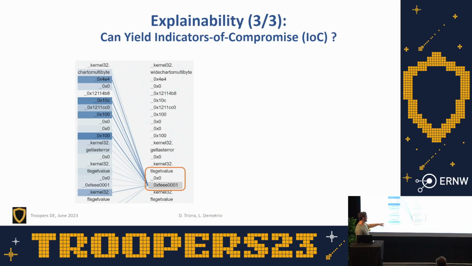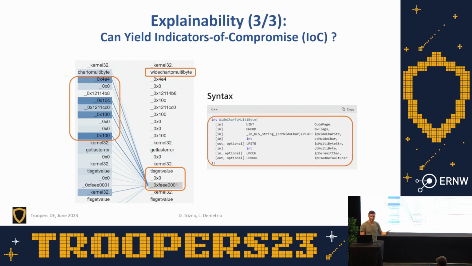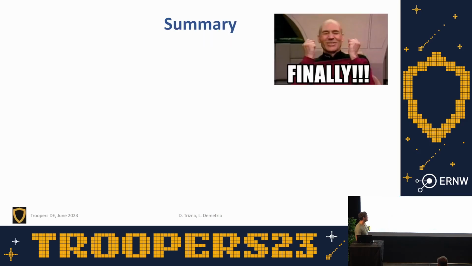But we see that the return value from the TLS get value API call, for some reason, has super strong activations within the arguments passed to this wide char multi-byte API. And we couldn't, at least with our knowledge, identify why this might be bad, what this represents. But maybe for a good reverse engineer, this might be a good hint and lead to a good IOC they can deploy somewhere. So again, it's a speculative guess, but it might be.